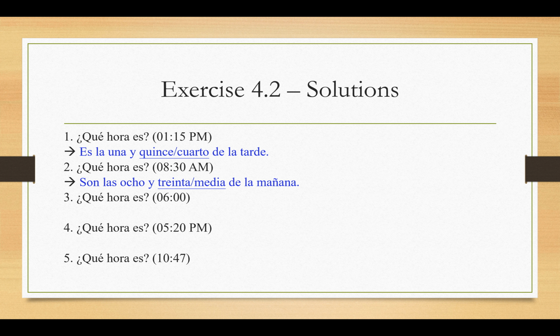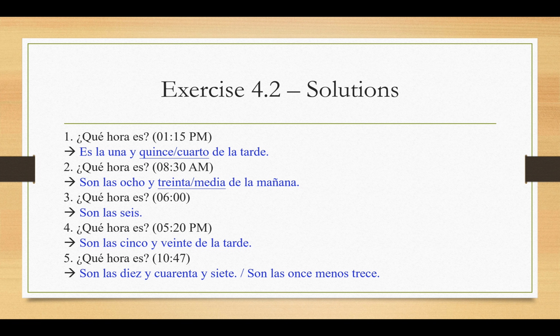Number 3. ¿Qué hora es? Son las 6. Number 4. ¿Qué hora es? Son las 5:20 de la tarde. Number 5. ¿Qué hora es? Son las 10:47. O son las 11:13.